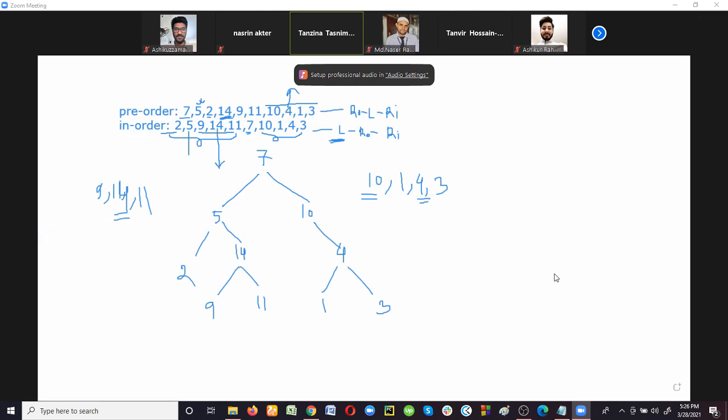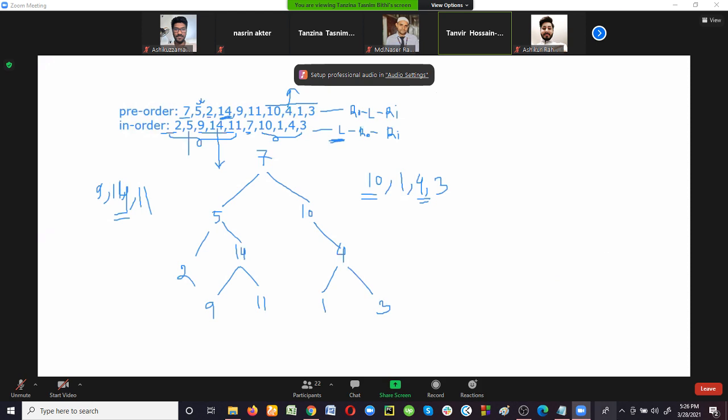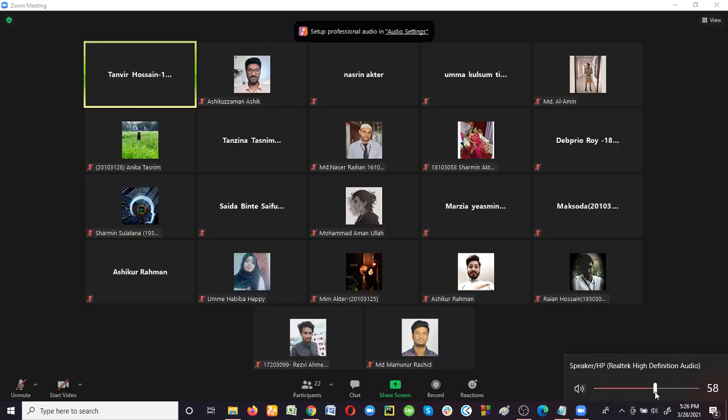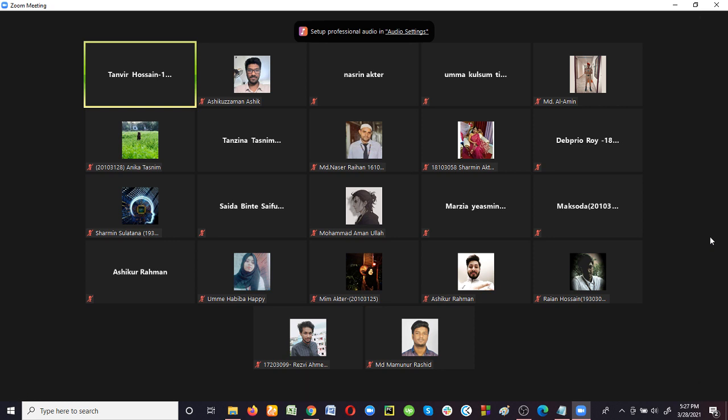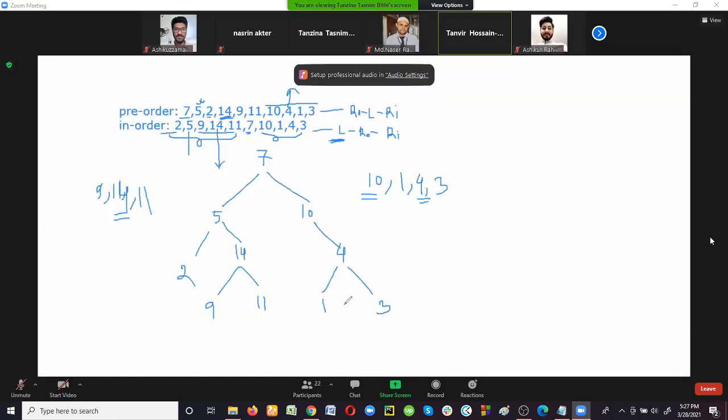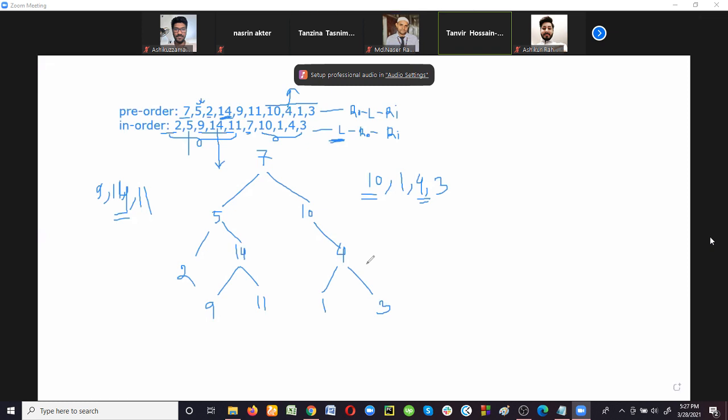Madam, actually, I have a question about the trees. As you know, all the nodes are moving towards one direction. Is it possible to have two leaf nodes at two different levels, for example, 2 and 9? Can the tree go directly through 2 and 9, without going through 5 and 14?